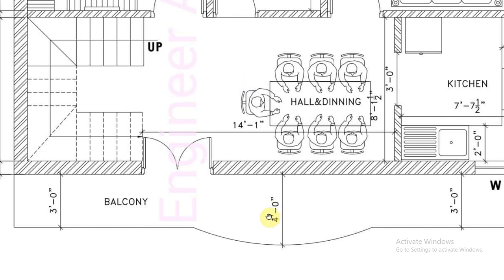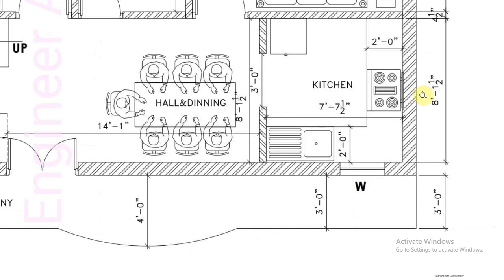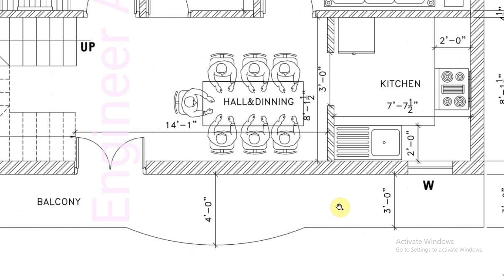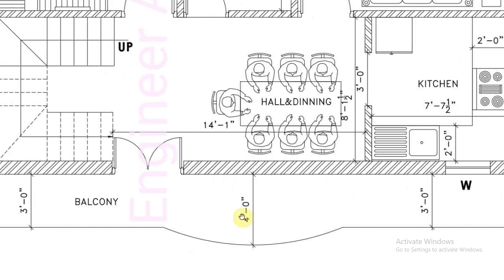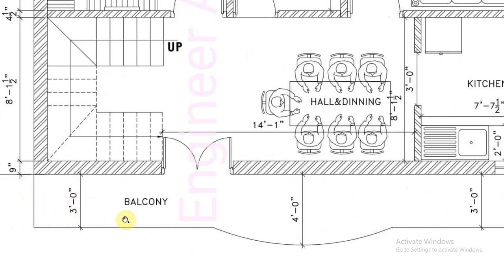Friends, today I am going to share with you a 30 feet by 20 feet plan. The plan width is 30 feet and the depth is 20 feet. This is the balcony of our house. This balcony is outside from 20 feet. And here is 3 feet, you can see that. Between this, here 4 feet is wide and at this corner 3 feet wide.